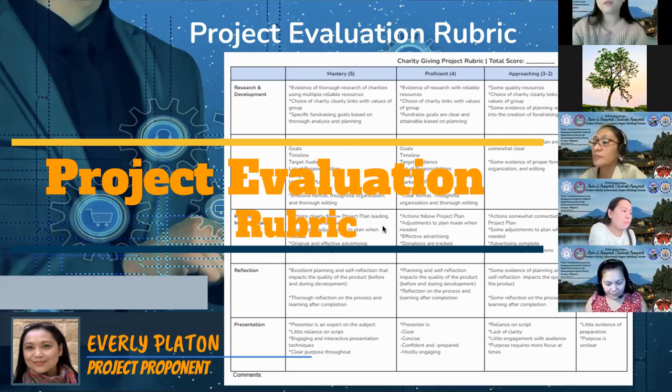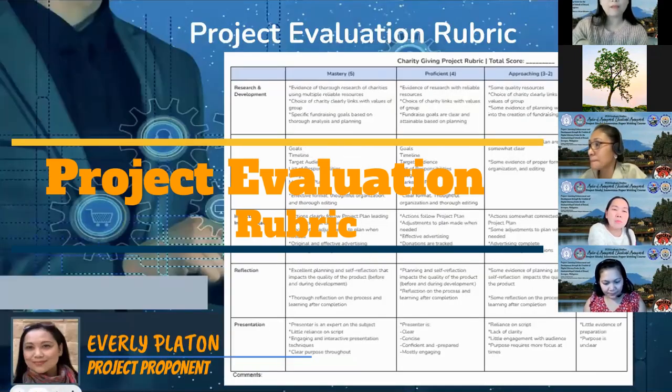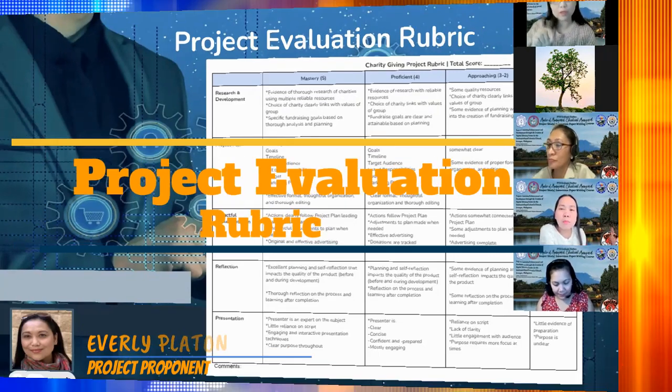And then the indicators are very important. So for each criterion, we will have 4 indicators, and the highest score, which is a 5, will have all these descriptions for each indicator.